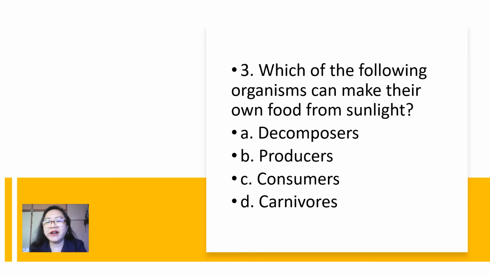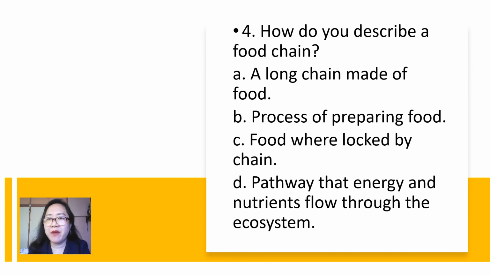Number 4. How do you describe a food chain? A. A long chain made of food. B. Process of preparing food. C. Food were locked by chain. D. Pathway that energy and nutrients flow through the ecosystem.